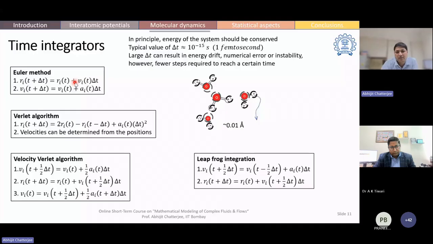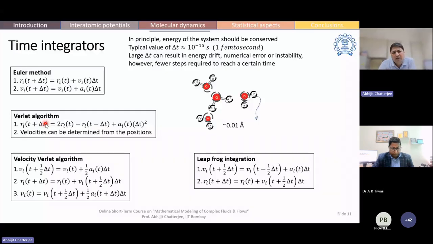There are other methods, for example, the Verlet algorithm, where the positions at time t plus delta t are evaluated in terms of the positions at time t and t minus delta t. Clearly there is a slightly higher memory requirement because you need to store the positions at time t and t minus delta t, and also the acceleration at time t, and you basically solve for the positions only. The velocities can be obtained by numerically differentiating the position with respect to time.